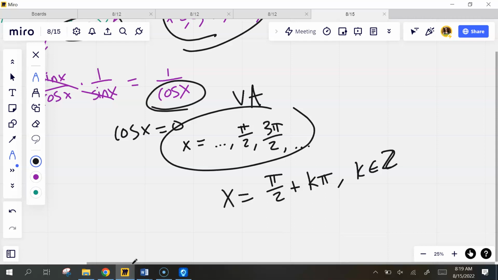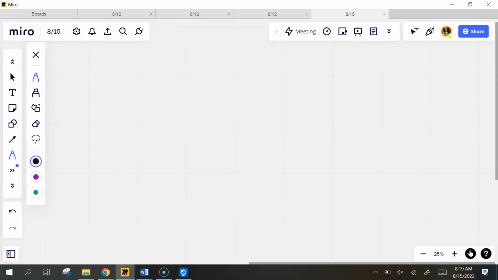What else? Y'all good? Was it easy? 43. F of x equals 4x squared. Oh, geez.